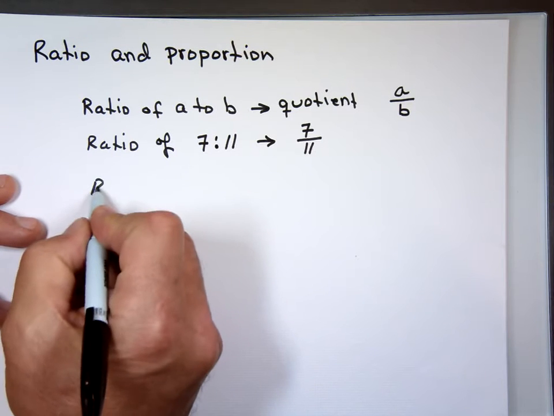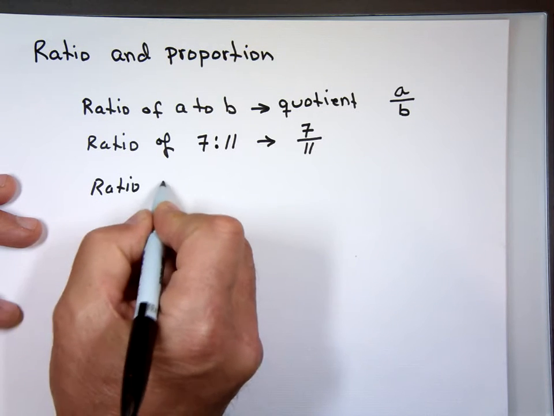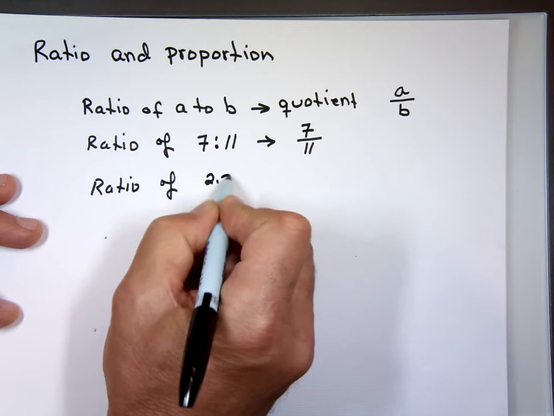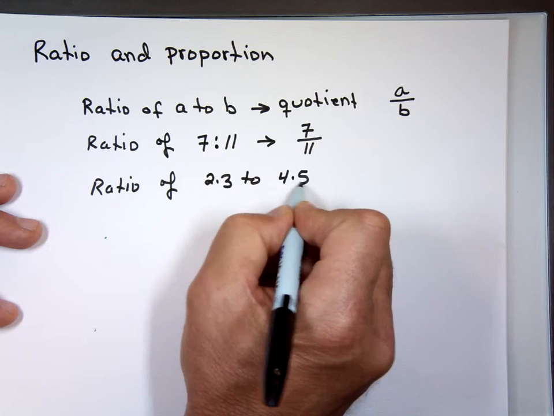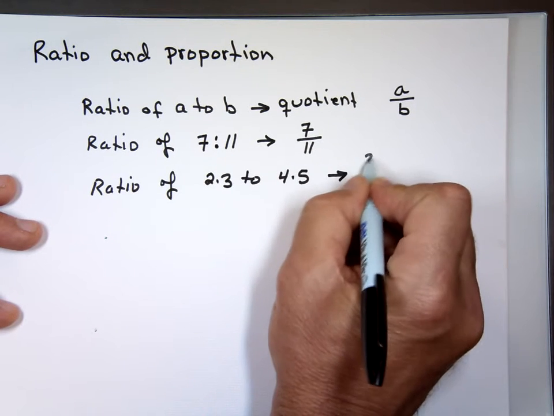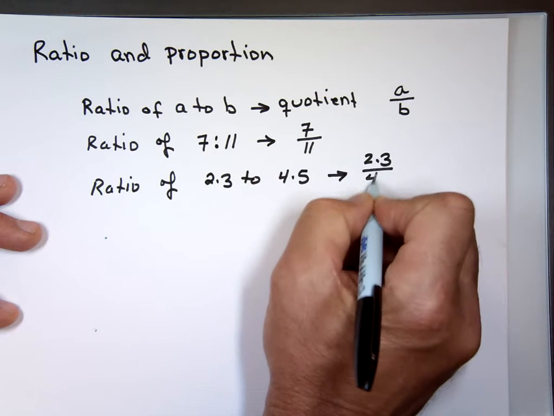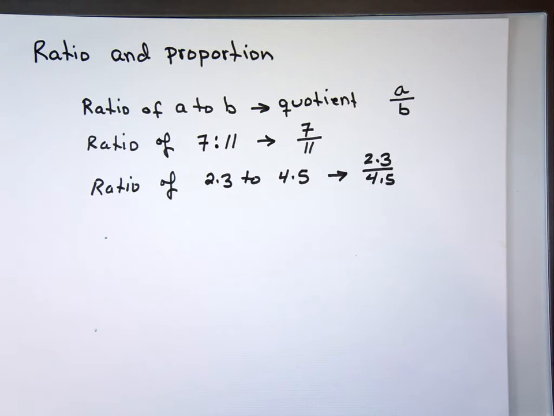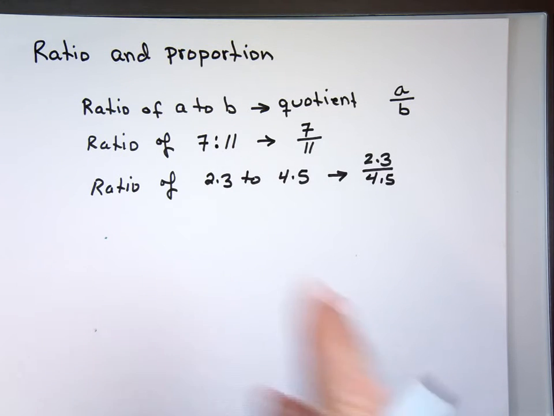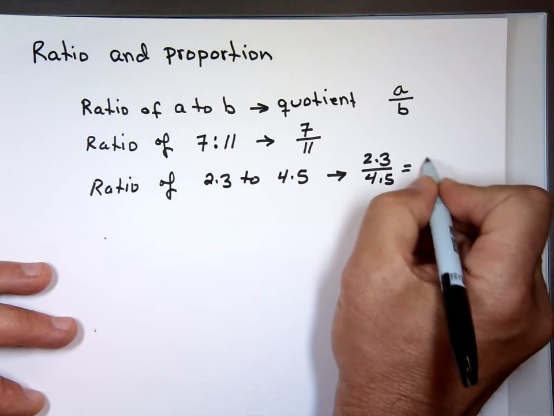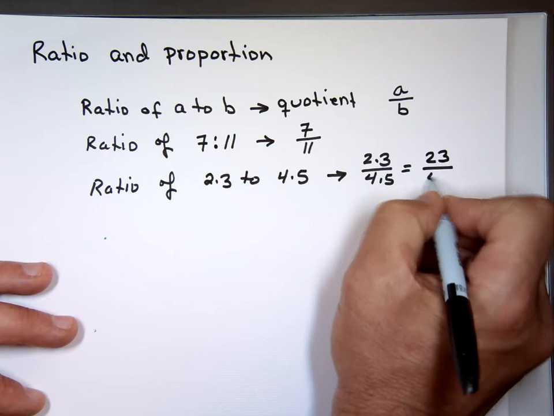The ratio of 2.3 to 4.5. This will be written as 2.3 over 4.5. The problem is with ratio we like to use whole numbers, not decimals. We got to simplify that. How do we simplify it? How do we make these numbers whole numbers? We can move the decimal point how many places? One place to the right, and this ends up being what? 23 to 45.